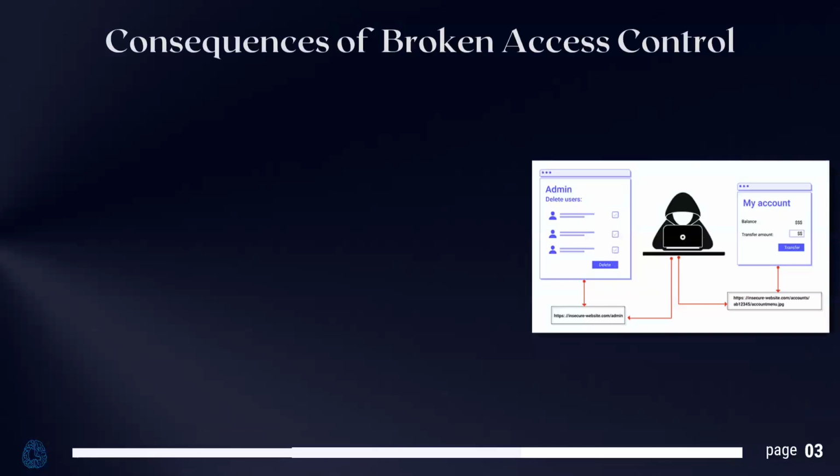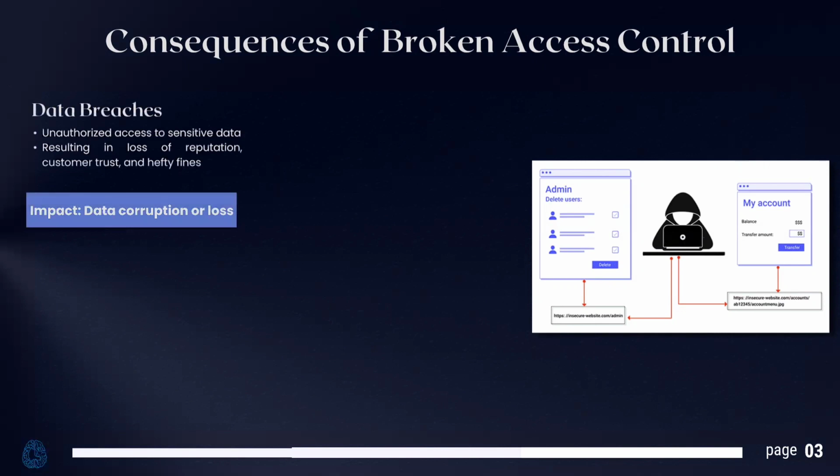So now let's see what the consequences of broken access control are. Firstly, data breaches. A data breach is basically unauthorized access to sensitive data, resulting in a loss of reputation, customer trust, and hefty fines. Sometimes database information is leaked, and all the data of the users is sold on the dark web. So that is one of the data breaches. One of the consequences, data breach, specifically impacts data corruption or loss.